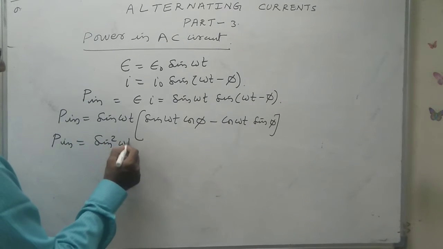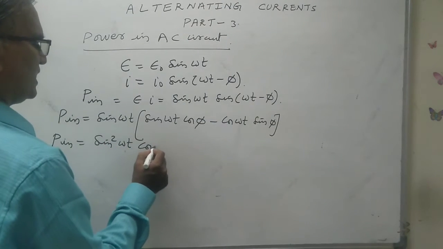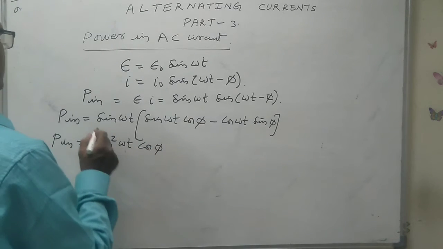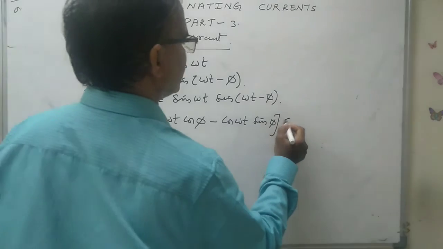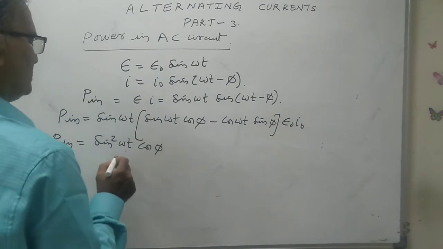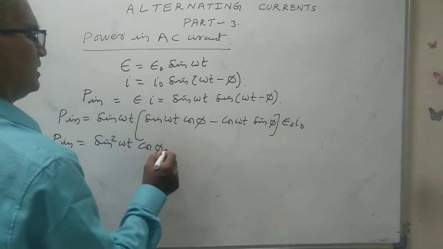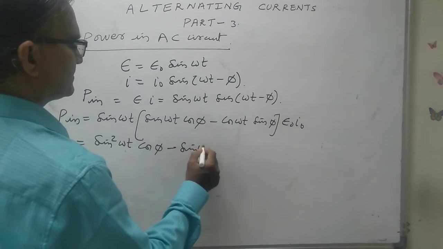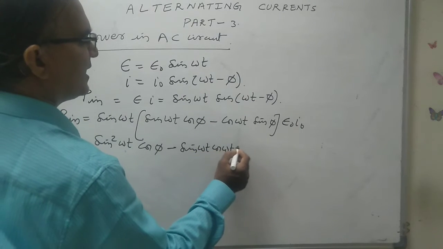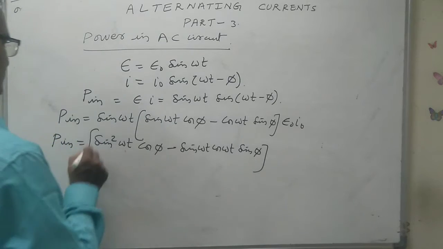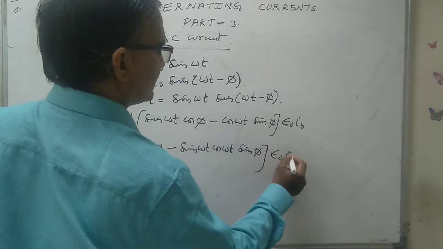sin squared omega t into cos phi into E naught into I naught, minus sin omega t cos omega t into sin phi into E naught into I naught.